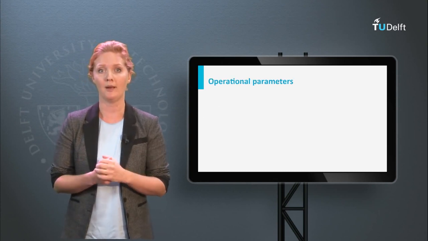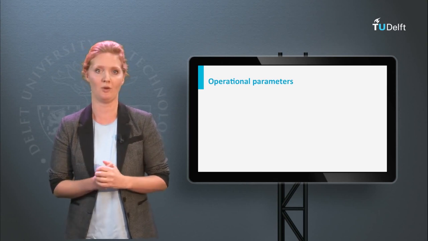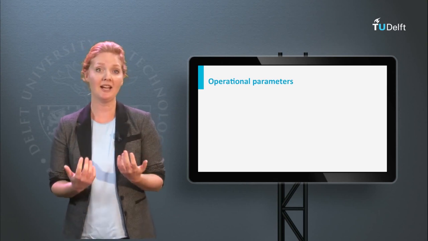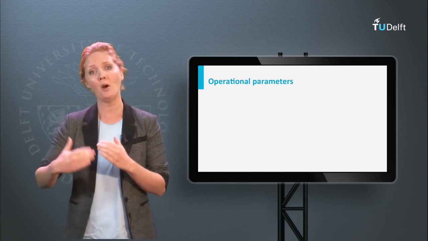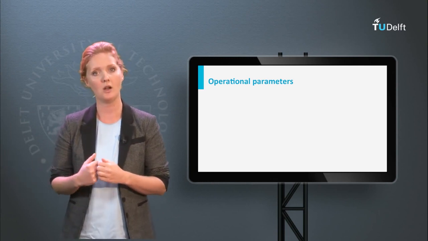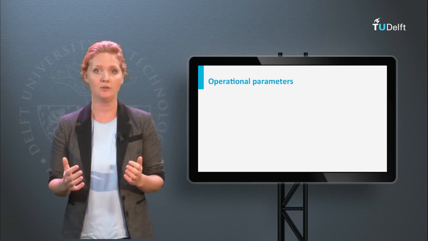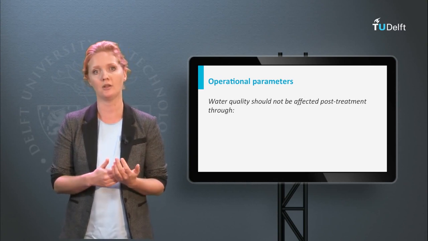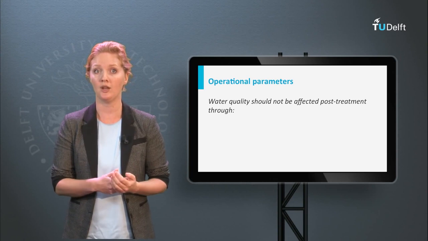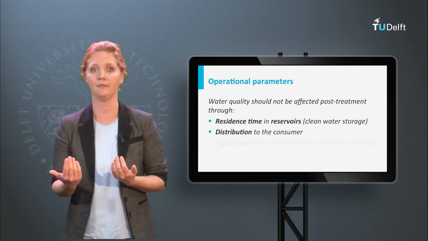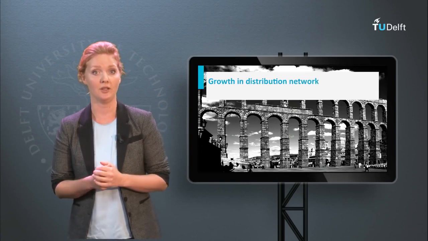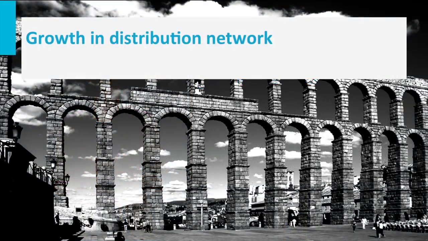Operational water quality parameters are very important for drinking water supply companies. The objective of these parameters is to assure that the water quality is maintained post-treatment. So, the water quality should not change because of storage in reservoirs or distribution and use within household, such as heating. A distribution network can be an important source of contaminants as organisms may grow in it.